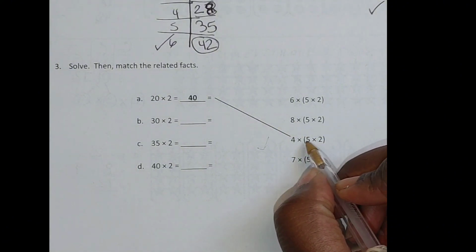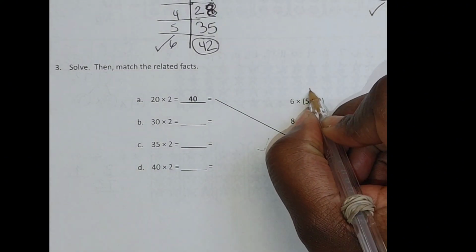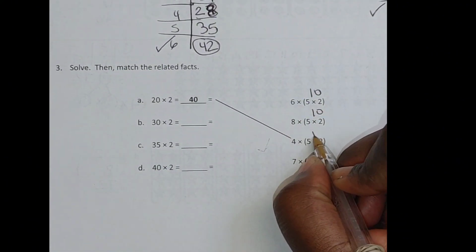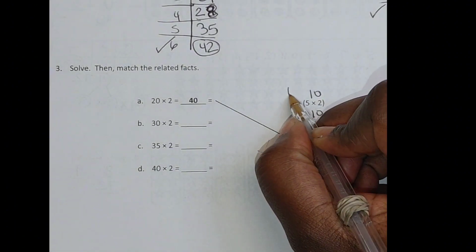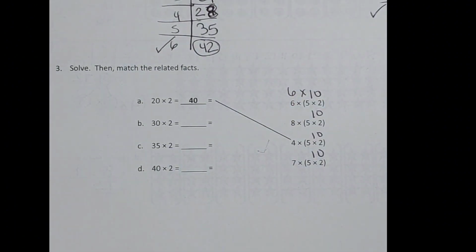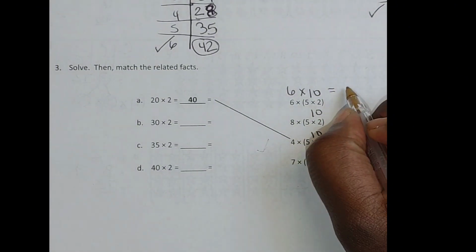I'm going to go ahead and perform the operation inside of the parentheses. And lucky for us, all of the operations inside of the parentheses are the exact same. So all of the operations inside of the parentheses are 5 times 2. Well, 5 times 2 is 10. 10, 10, 10, 10. So that means that the first one is 6 times 10. 6 times 10 is 60.